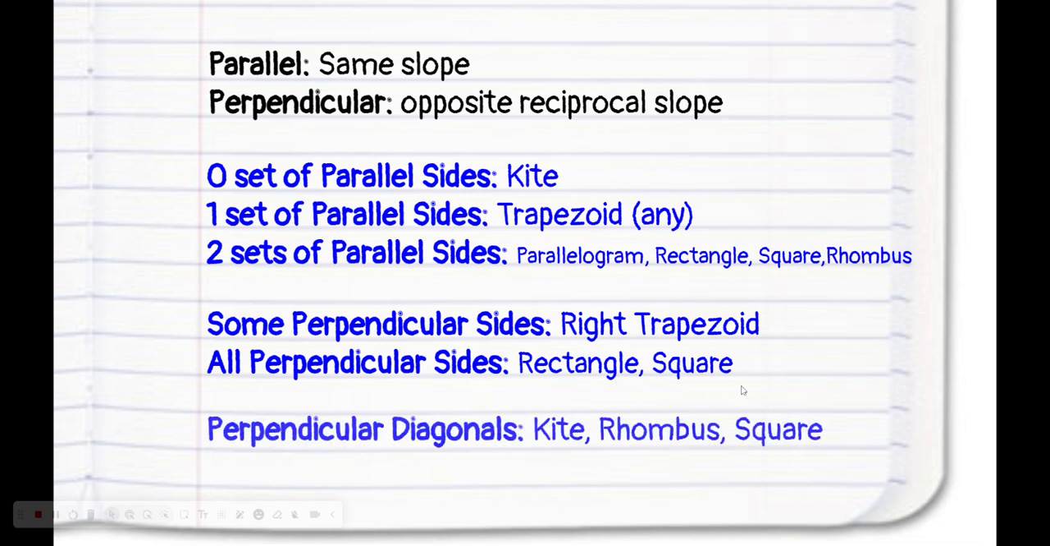So we also can look at the diagonals. Remember we went over that 1/2 D1, D2 formula. If the diagonals are perpendicular, then it is a kite, a rhombus, or a square. So even though you already have this somewhere in your notes, again, pause the video and summarize it on this 1-pager, because this is the order I want y'all to go through when you're proving what these quadrilaterals are.